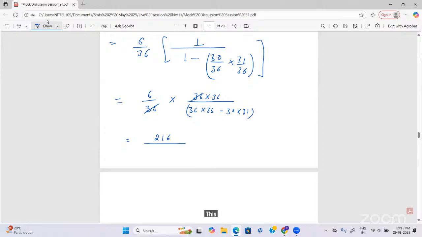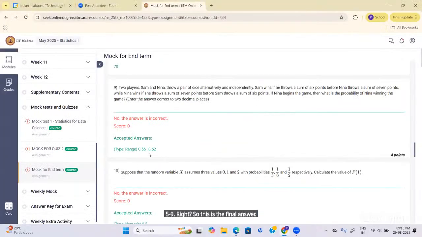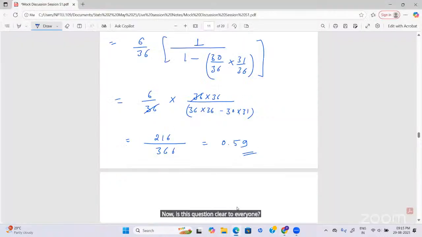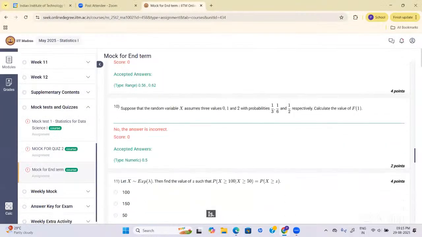This will be 366. So when you solve, it will be 0.59, right? So this is the final answer. Okay, now you can check that it is coming in the range. Now, is this question clear to everyone? Yes, ma'am. Okay, then solve the next one.